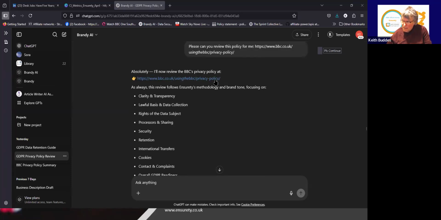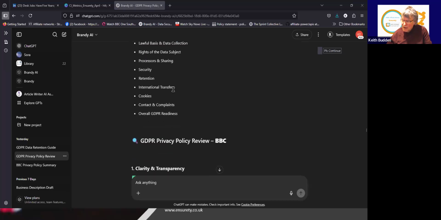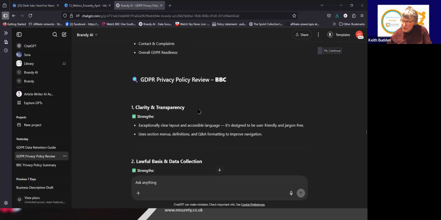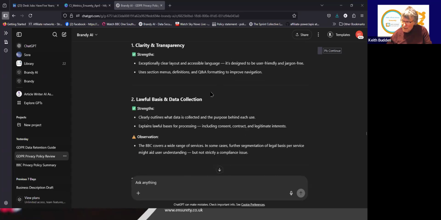It's a GPT that I've pulled together. In fact, I shouldn't say pulled together. That's degenerated my own work. I spent hours working on it to make it work well and be accurate. And what it does is it reviews privacy policies and it checks for clarity and transparency, lawful basis and data collection, rights of data subject, processes and sharing, security, retention, international transfers, cookies, contacts and complaints, and overall GDPR readiness.